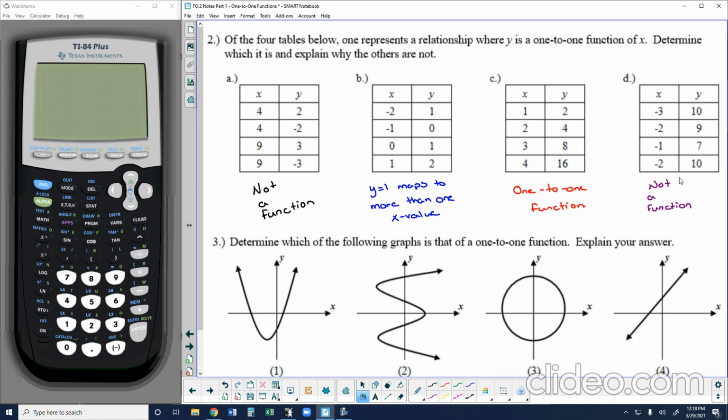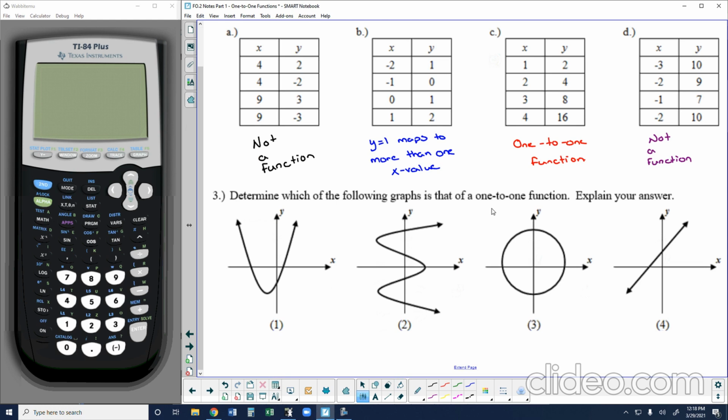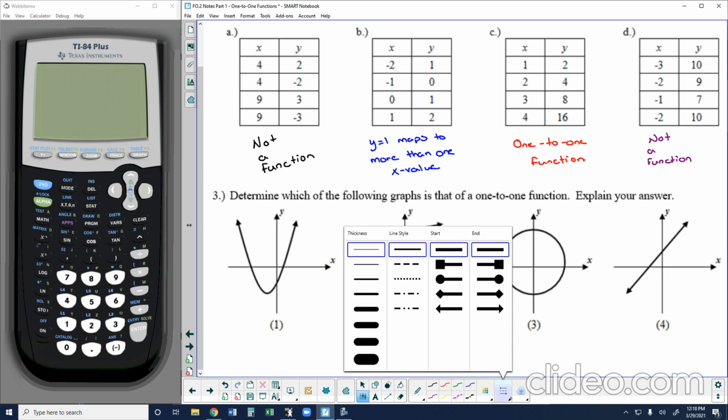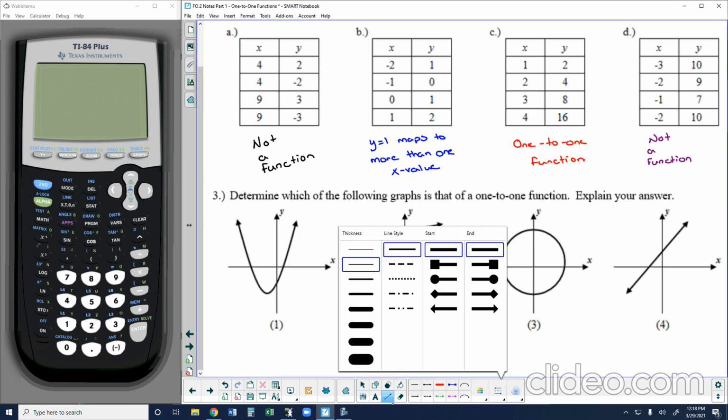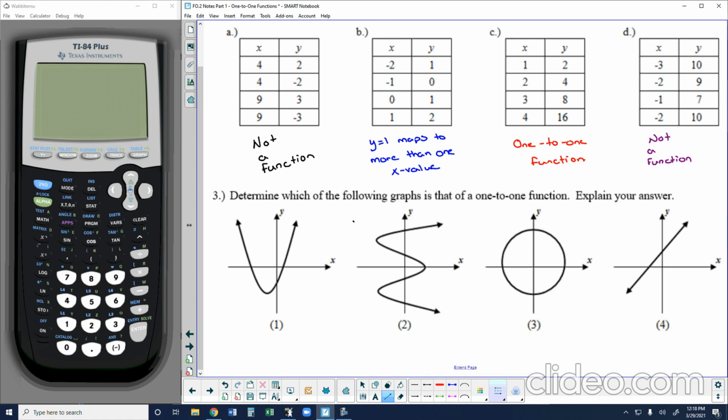Problem number 3, we're given graphs now and we have to determine which is a one-to-one function. So first thing that we would have to do is see if it is a function at all. So what we can see, we can identify here that graph number 2 is not a function.